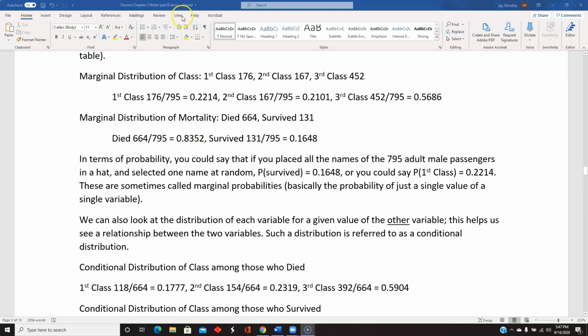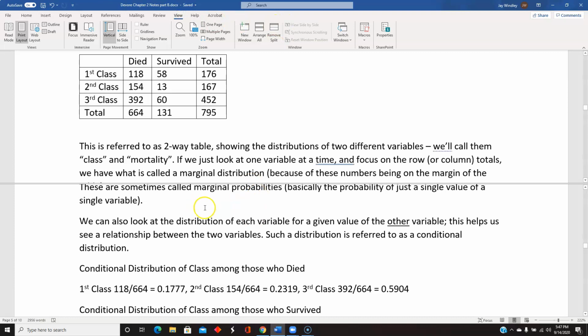So I'm going to go split screen for a second so you can see the table along with the notes. So there's the table. So conditional distribution of class among those who died. So now I'm focusing on this column here, only looking at the column of people who died. Among those who died, the distribution of class. So 118 of the 664 that died are first class, which was 17%. And 154 of the 664 that died were second class, 23%, and so on.